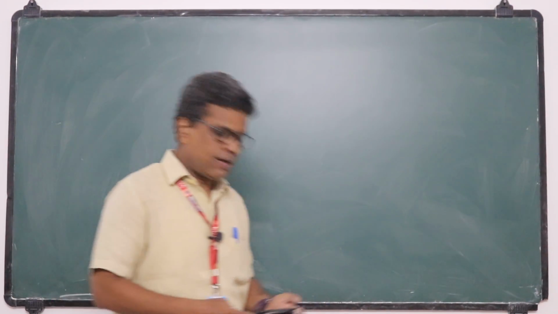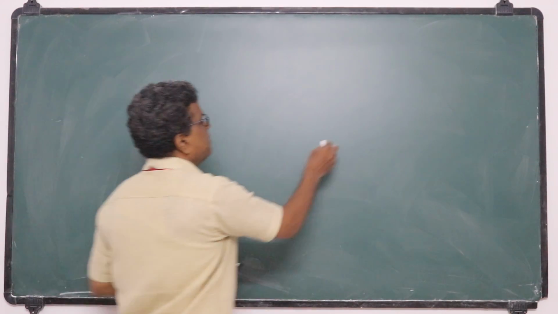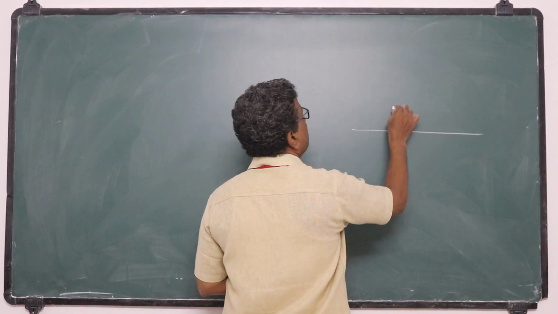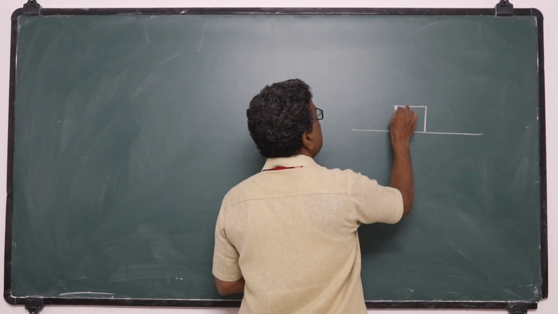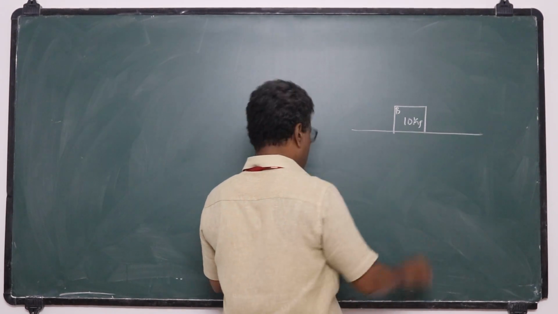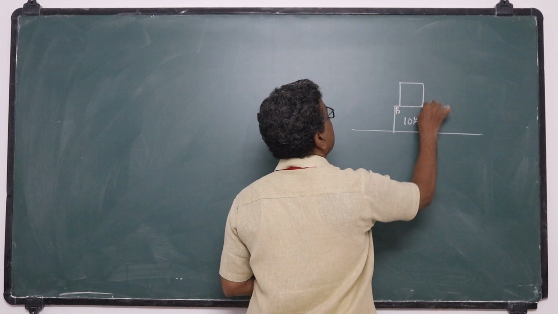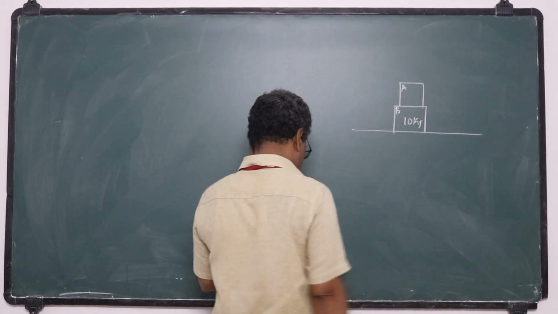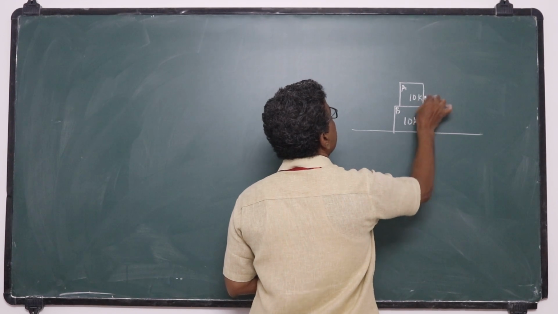Okay, you take another problem. Block A. So there is another block, blocks on blocks, we are discussing. So block B has 10 kg and block A is placed on block B, which is also having 10 kg.